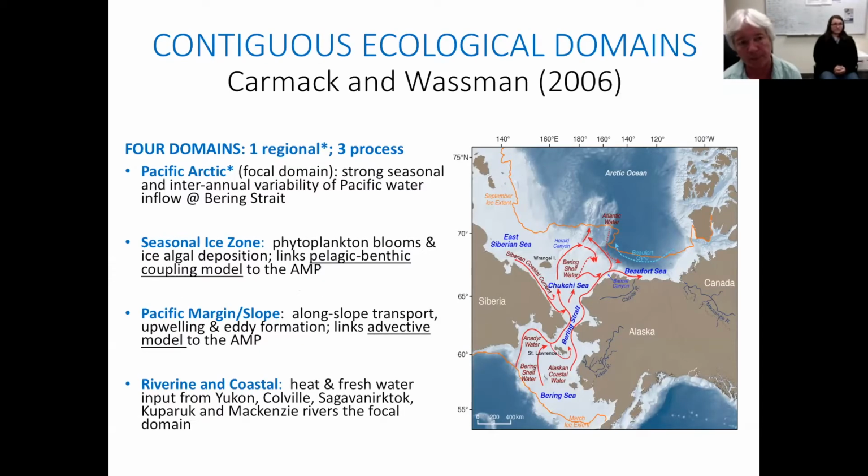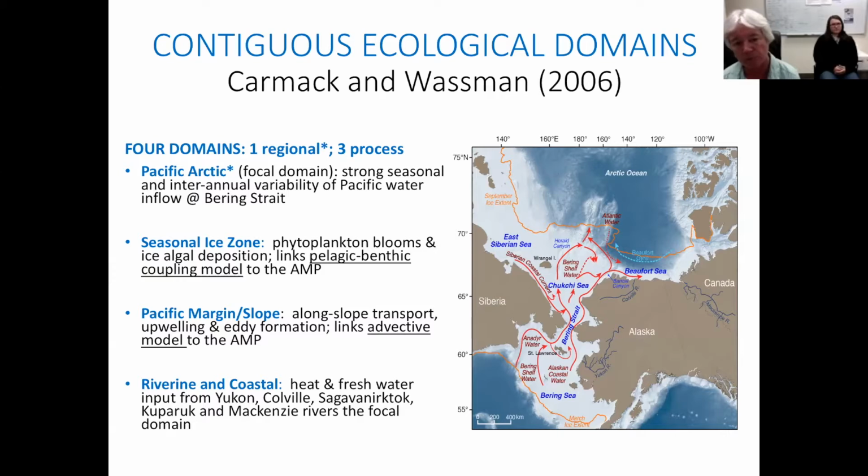So what are those domains? Well, there are 4 domains, and these really are from a paper over a decade old now by Eddie Carmack and Paul Wassman. And they put forward this idea of ecological domains as a way to focus our attention on the ecology of Arctic system, pan-Arctic systems actually.